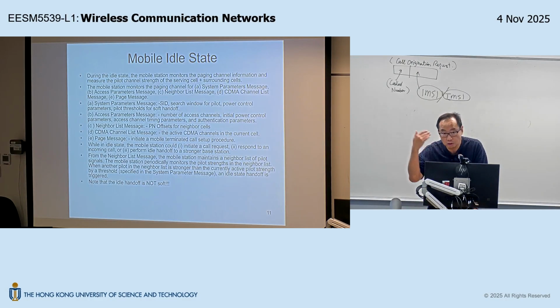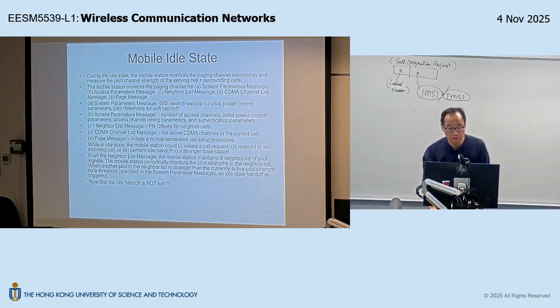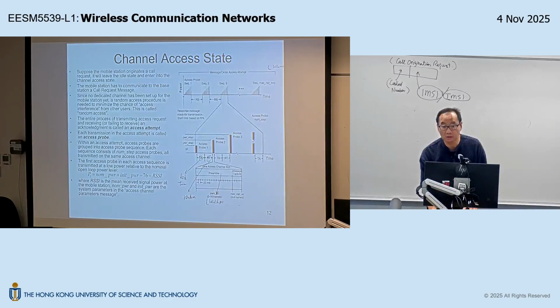So this IP power step, these are the examples of so-called access parameter message. Before you engage in access state, you should have already updated yourself when you are in idle state with this access parameter message. You should already know these parameters. Okay. So that's the second transmission.